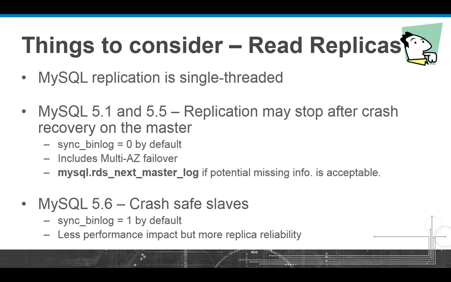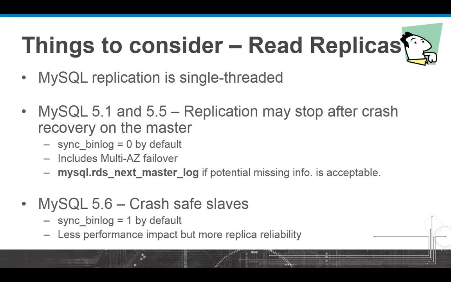With MySQL 5.6, however, we have a functionality called crash safe slaves that makes read replicas a lot more resilient to failures like the one example above. So with MySQL 5.6, we have made sync bin log as 1, which removes the risk of the previously described issues. This, however, comes with some performance impact, but given the substantial increase in replica reliability, it is something that we strongly recommend our customers to consider when using read replicas.